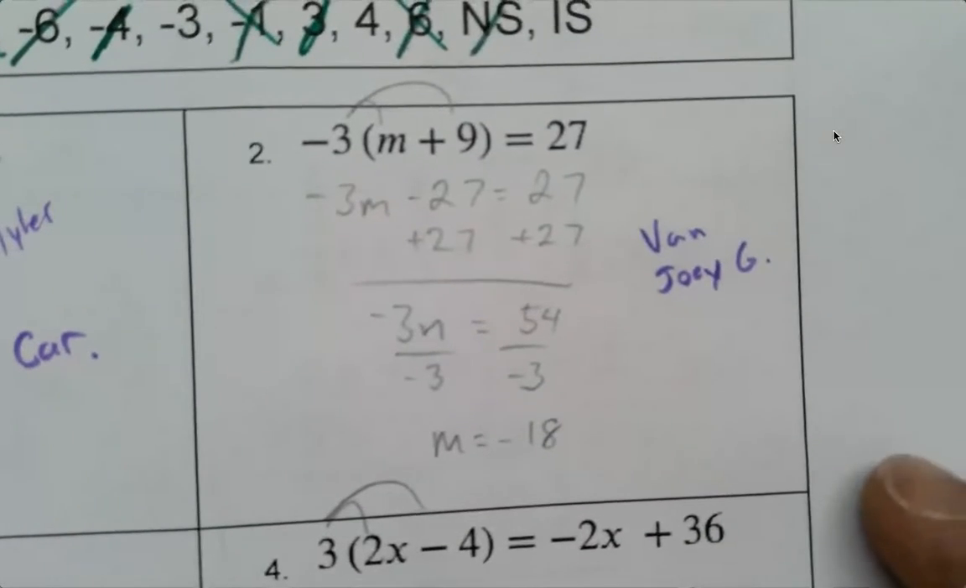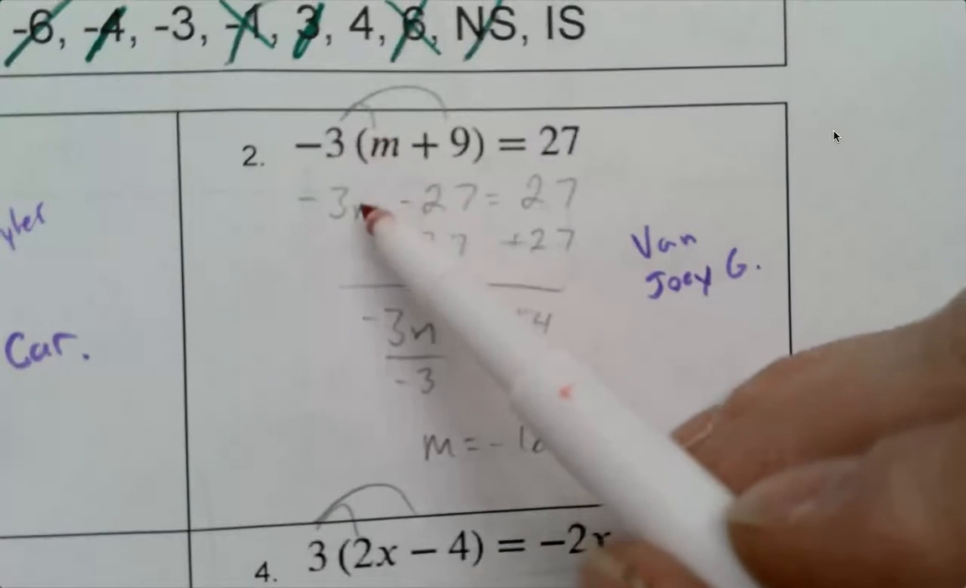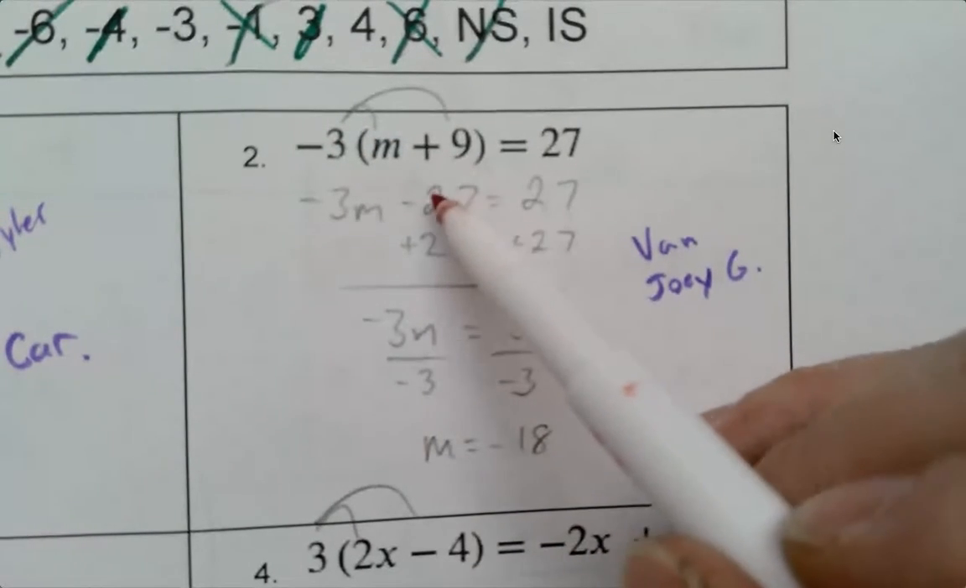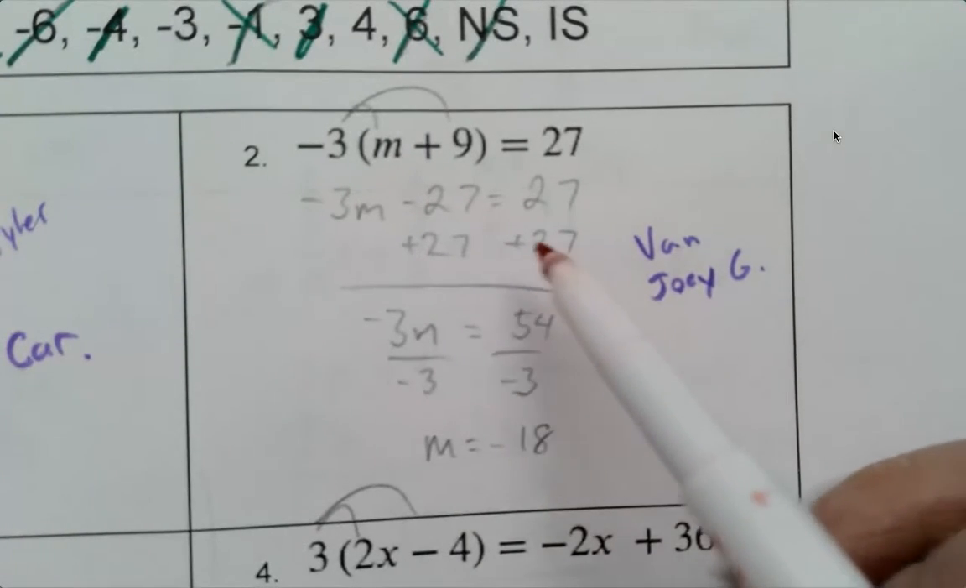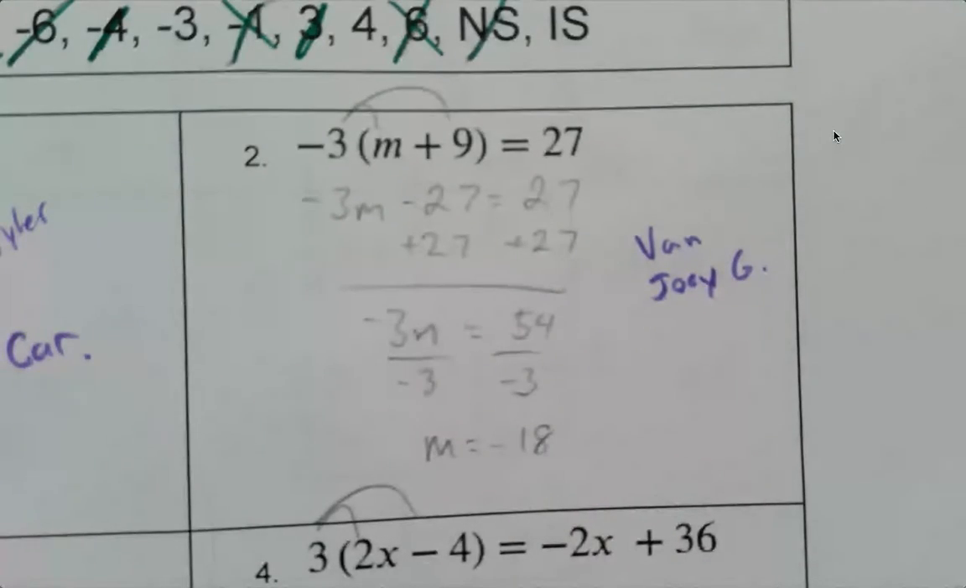Number 2, make sure you distribute the negative 3. So negative 3 times m is negative 3m. Negative 3 times 9 is negative 27. A lot of people just put positive 27. You add 27 to both sides, and you're left with 54. Divide by the negative 3, you get negative 18.